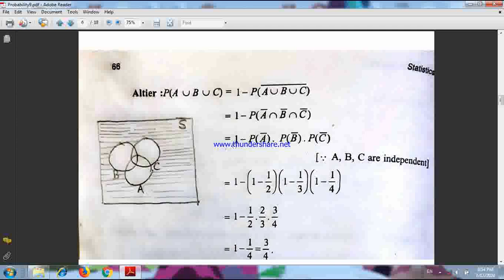And what is PS? PS is nothing but 1. So 1 minus P A bar intersection B bar intersection C bar. And as A, B and C are independent, so A bar, B bar and C bar are also independent. So you can write this compound event as their products and get the result.